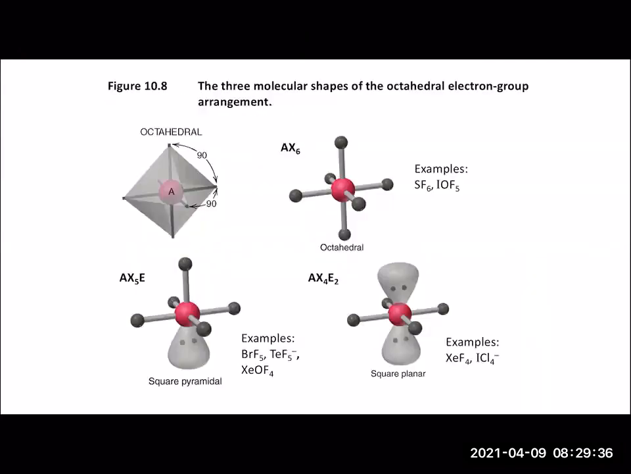So now you guys should be able to start figuring out your electron domain geometry, electron group geometry. And then also once you know the electron group geometry, which you figured out because you're able to draw a Lewis structure, then you can go and figure out the molecular geometry, figure out the actual shape of the molecule. And with that, remember, we only look at the atoms that are bonded to it. The lone pairs don't count when we're looking at the molecular shape.